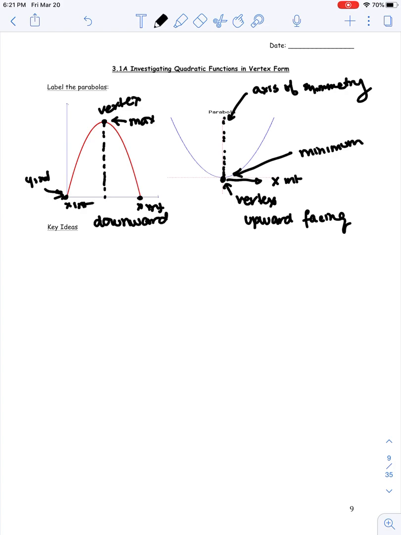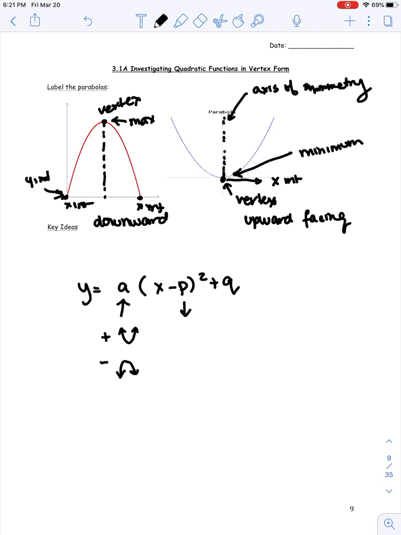Now, from your Desmos, there were all these different features that I wanted you guys to look at and figure out what they do. So this is called vertex form. Now, the a: what you should have found is that if it's positive, the parabola looks like a smile. It's upward facing. If a is negative, it's going to look downward facing.